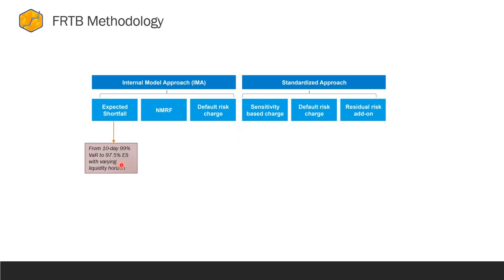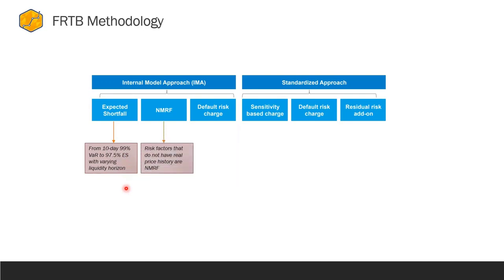by the time I'm able to square my position, I will already incur a big loss because of the bid-ask spread. So they proposed to use 97.5% expected shortfall, but for different asset classes, use a different liquidity horizon. Do not use a blanket 10-day for every instrument. Okay, we'll talk more about this and we'll see detailed calculations of how this is done.